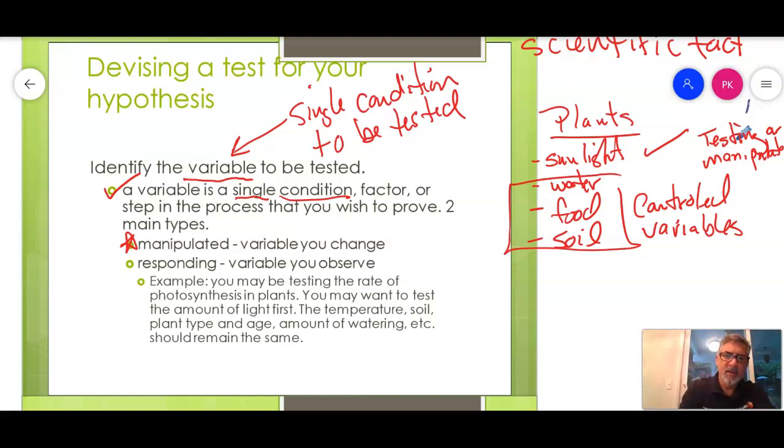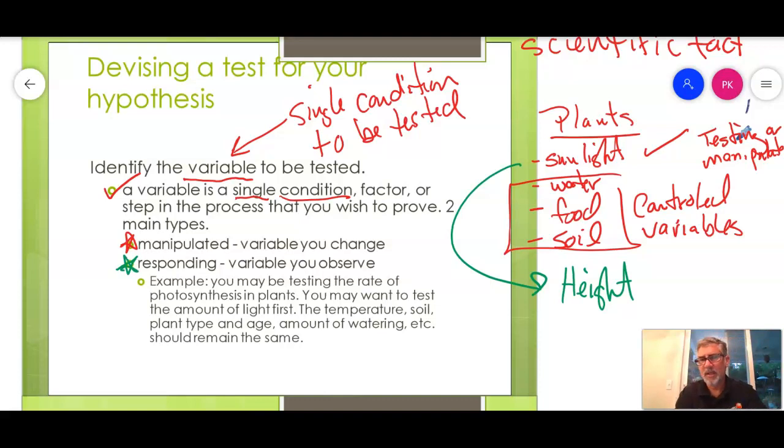When I'm seeing if plants grow, I'm going to check their height. So that's going to be my responding variable. I change the amount of sunlight they get, then I'm going to measure how tall they get. Right? So here's the thing. So these variables go on the y-axis.